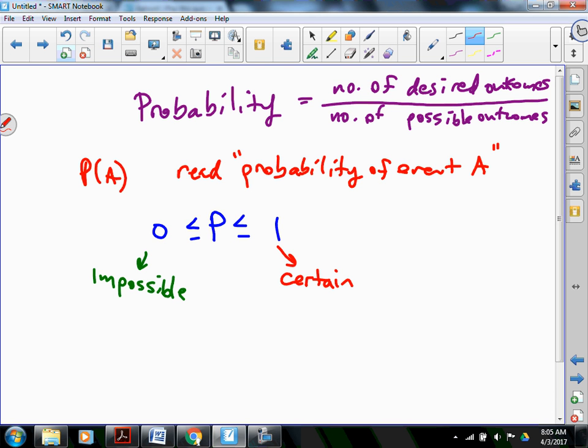So one final point about probabilities. Probabilities can be written as percents. They can be written as fractions. They can be written as decimals. It's very uncommon to see probabilities written as a ratio. Possible, but not likely. So usually we see probabilities written as a percent, as a fraction, or as a decimal.